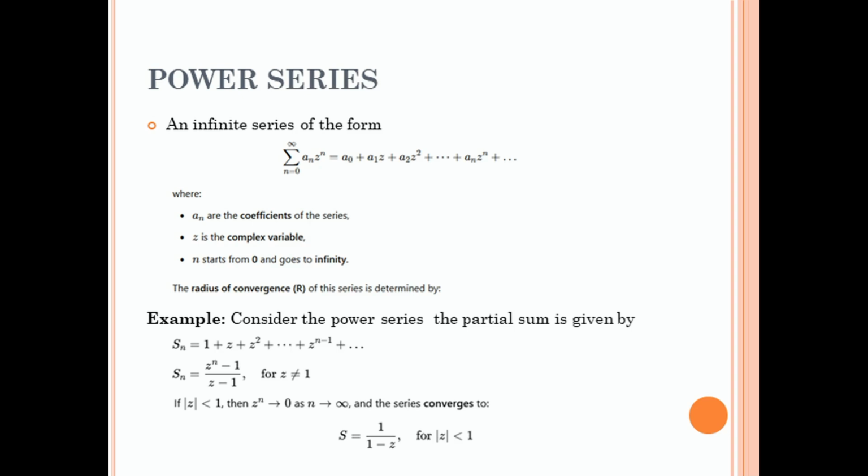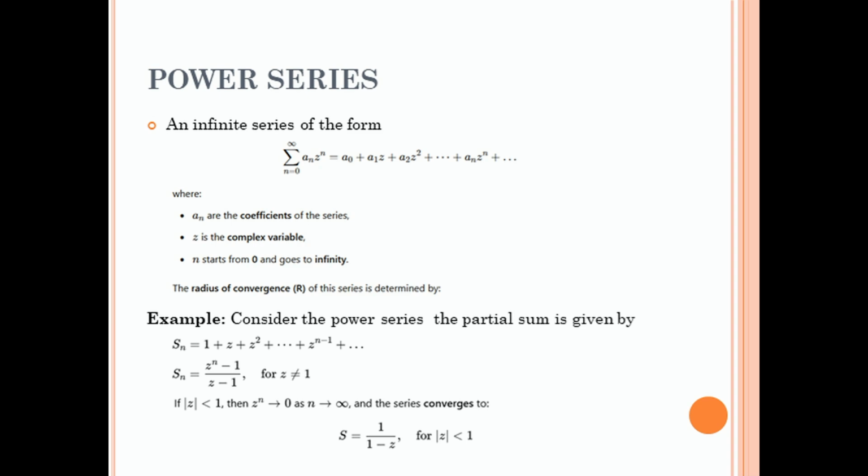Consider one example. Consider the power series summation n equal to 0 to infinity z^n equals 1 plus z plus z squared plus etc. plus z^(n-1) plus etc. The partial sum of the series is given by S_n equals 1 plus z plus z squared plus etc. plus z^(n-1). Since this is a geometric series, the sum is S_n equals (z^n minus 1) divided by (z minus 1).